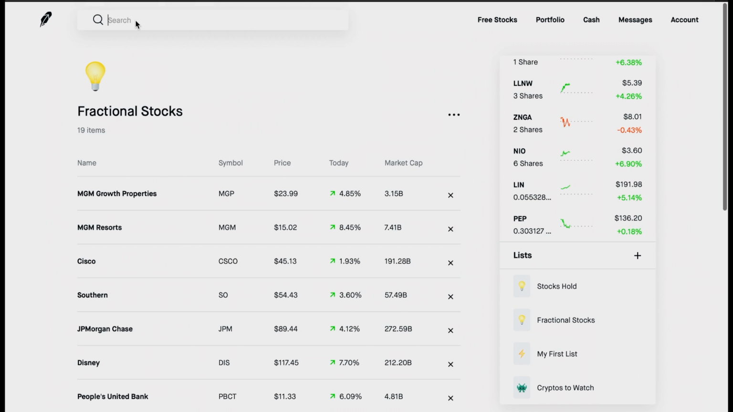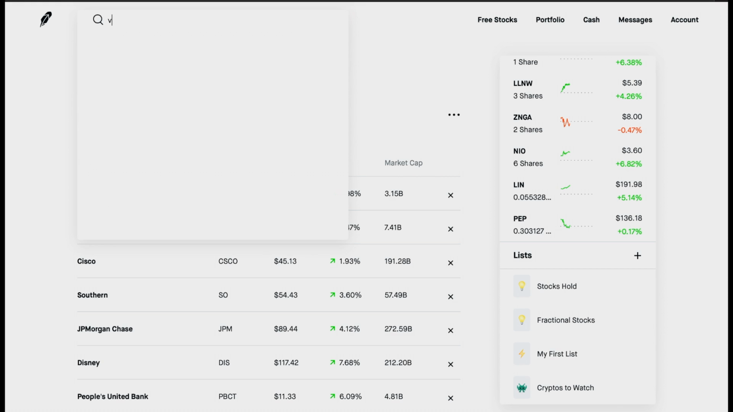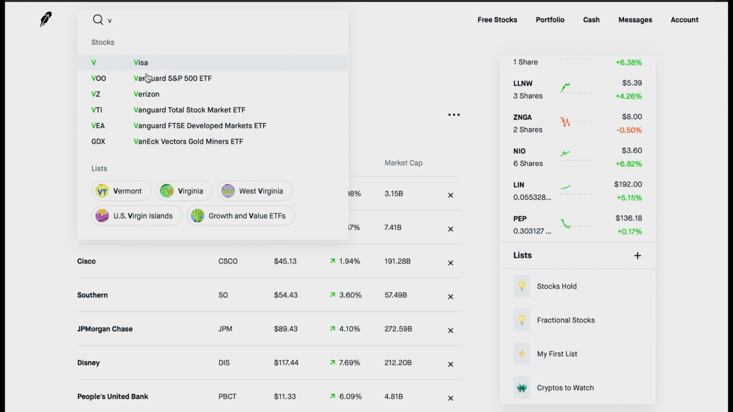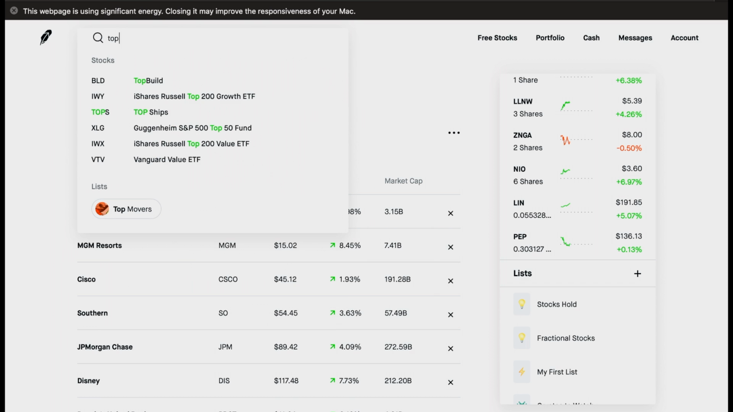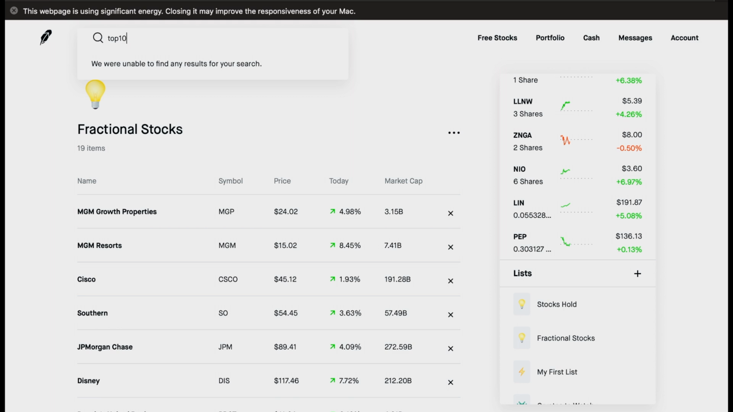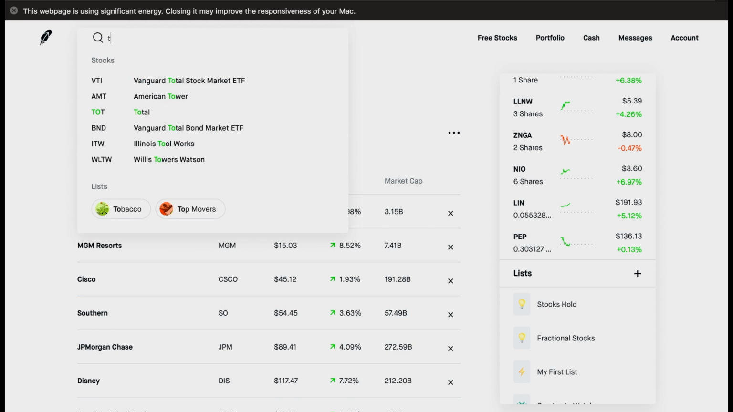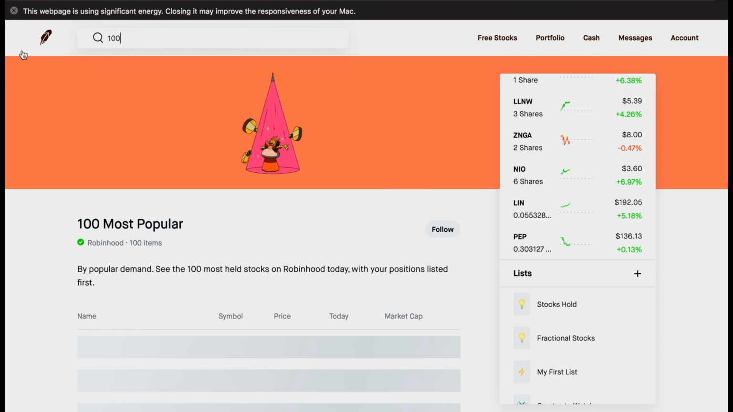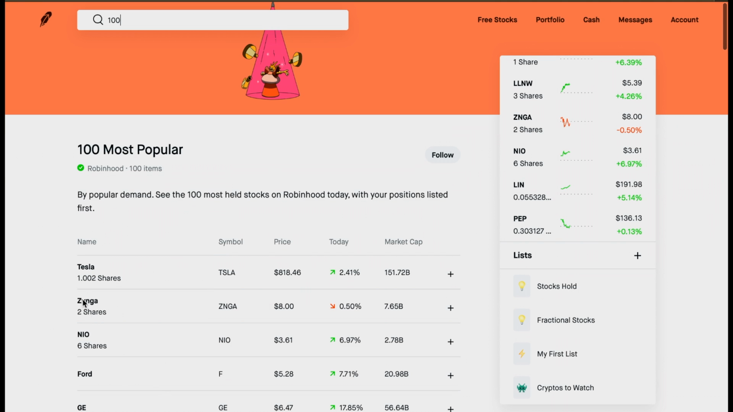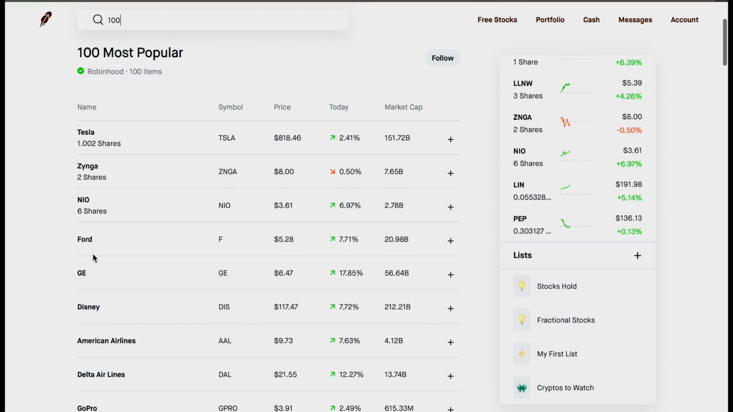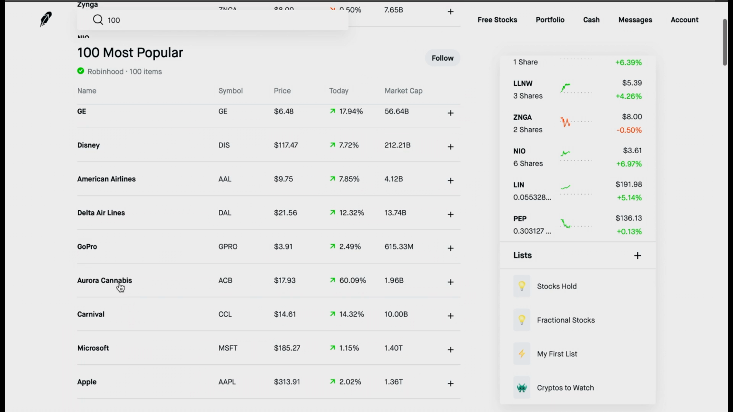You can also search. If you want to search for Visa, for example, you can type that in, or it gives you a list down here that you want to go into. So if you go to the list of 100 most popular, it'll put your stocks that you have up top if they're ones that you own, but then you can look down further and see other stocks that are the most popular.